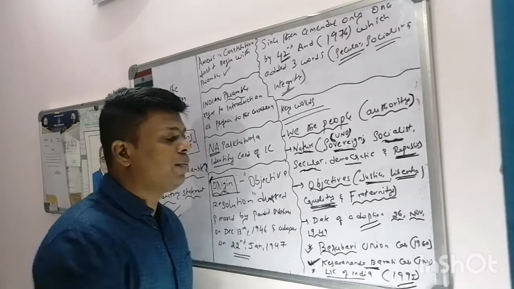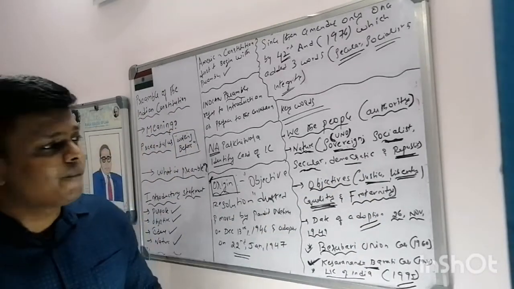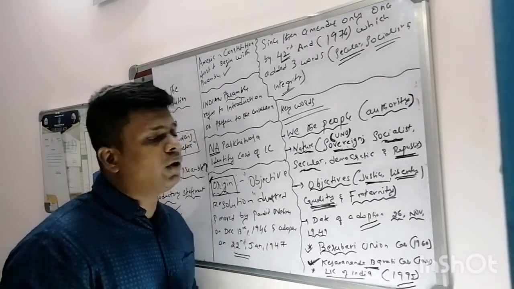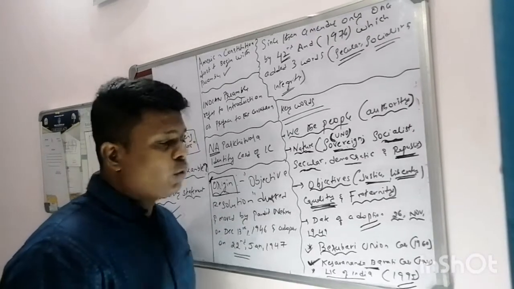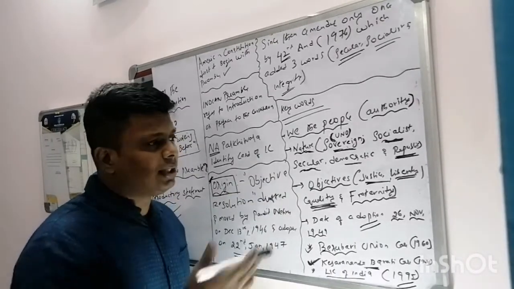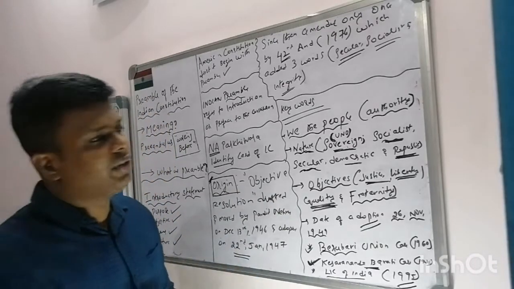The next is the term democracy. So very simple, democracy means rule of the people, where citizens of the country will choose their representatives through adult franchise, through elections where citizens above the age of 18 will vote and select their own representatives and participate in the day-to-day activities of the government.